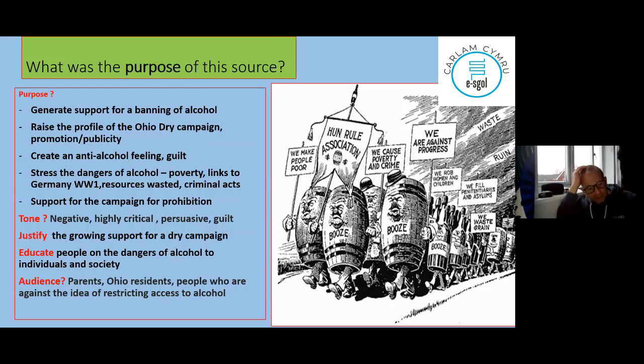Trying to justify the growing support for the dry campaign, so people will then be attracted to the idea. To educate people on the horrors or the dangers of alcohol, that's a clear method used here. Who are the audience? Residents of Ohio, parents perhaps, because of the comment, "We rob women and children." Trying to impress against people who do like a drink, trying to influence them to becoming anti-alcohol.